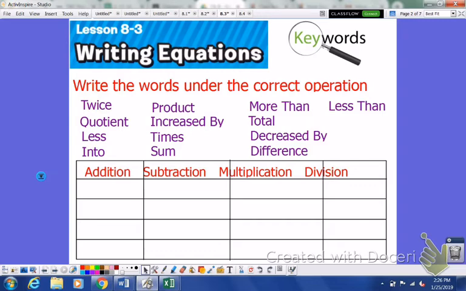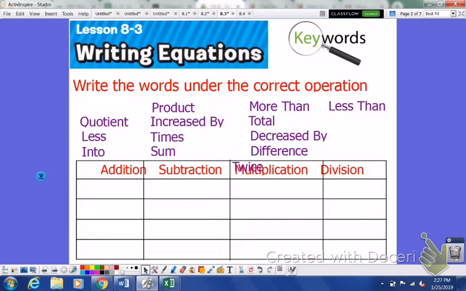Now before we write the equation, we want to talk about some of these key words in order to pick out what operation we're going to be doing. So we have addition, subtraction, multiplication, and division. If something is twice something, you're going to be multiplying it by 2, so twice is going to be multiplication. Quotient, hopefully you recognize quotient as division.